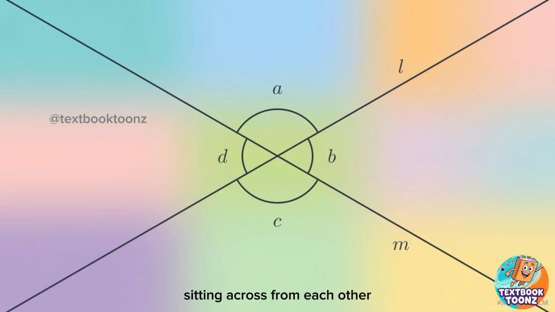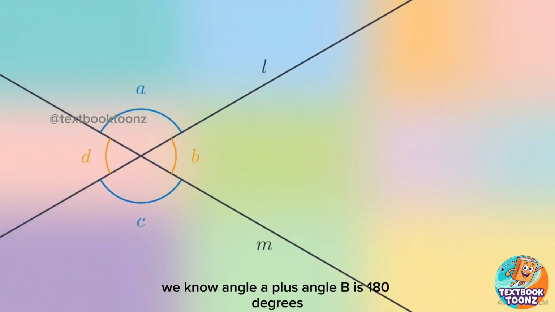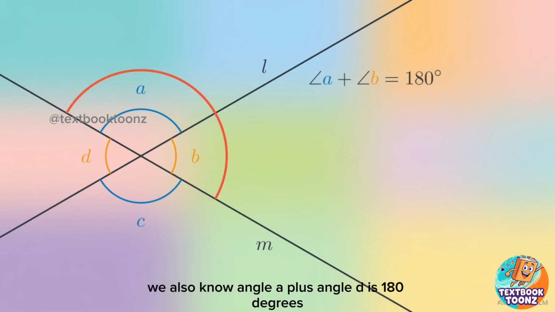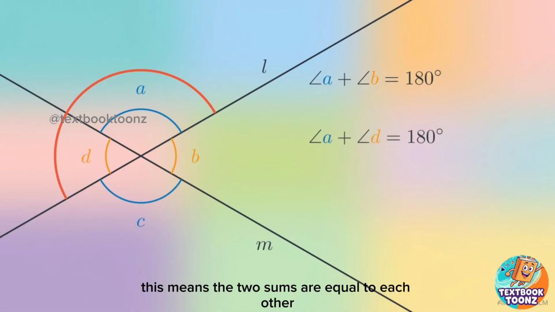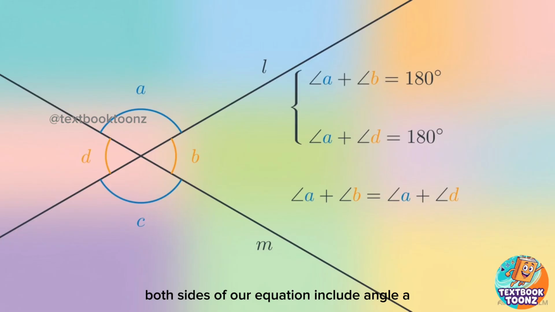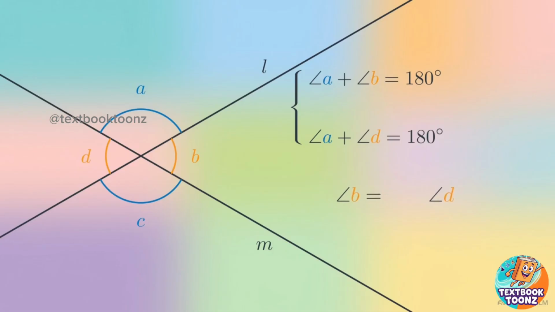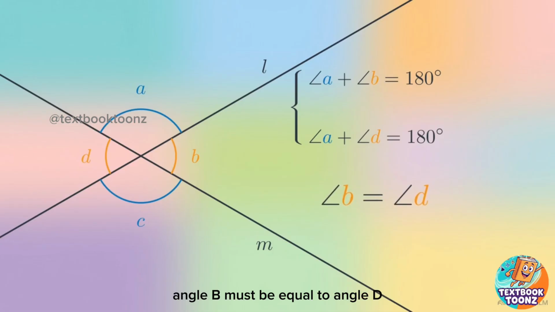These pairs sitting across from each other are known as vertically opposite angles. We can prove they are always equal using algebra. We know angle A plus angle B is 180 degrees. We also know angle A plus angle D is 180 degrees. This means the two sums are equal to each other. Both sides of our equation include angle A. When we remove that shared value from both sides, we are left with a simple truth. Angle B must be equal to angle D.